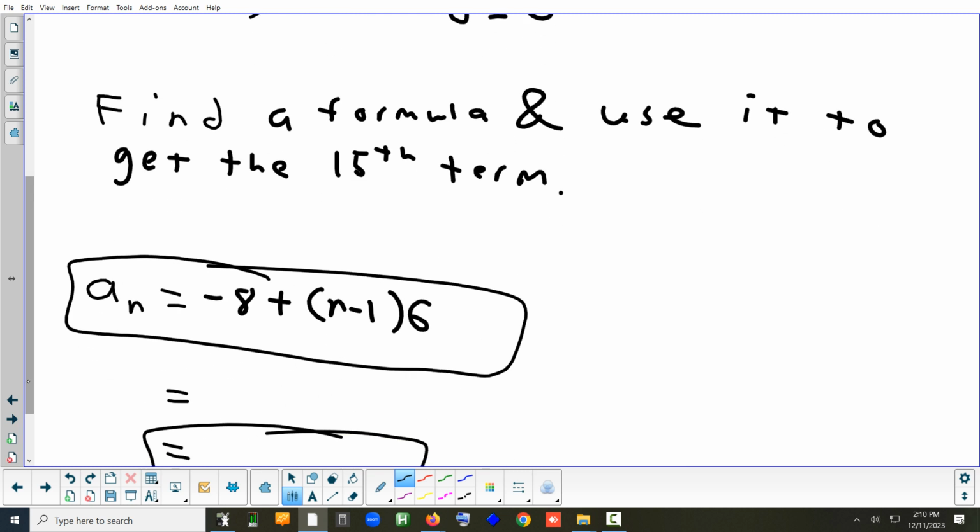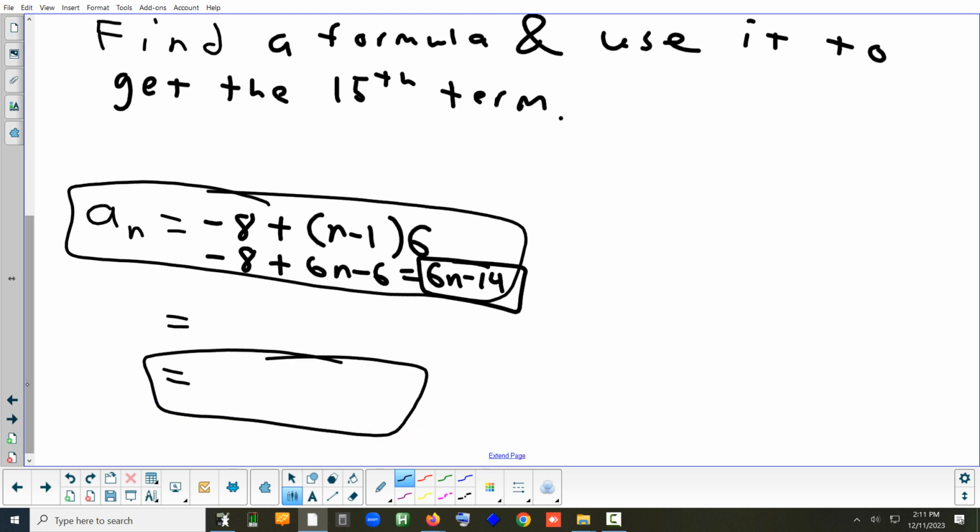Okay, so when we do that, we're going to get -8 plus, what's n minus 1 times 6? 6n minus 6. And what's -8 minus 6? -14. So that should be the pattern. Multiply by 6 and subtract 14. Okay. So now, let's find the 15th term.